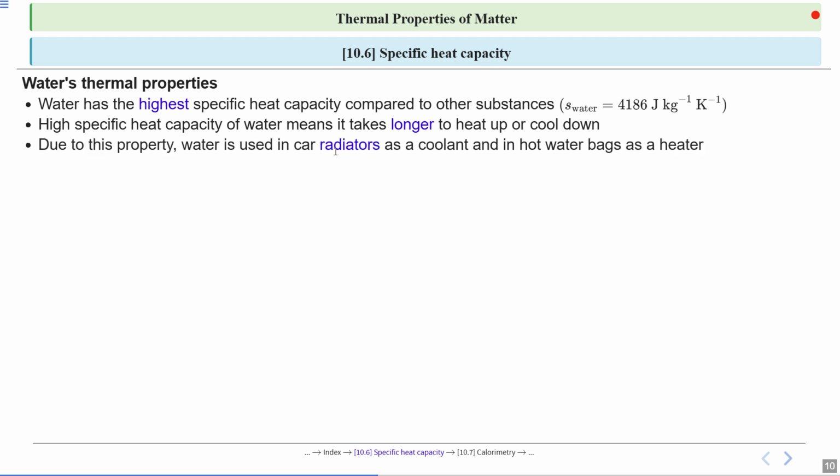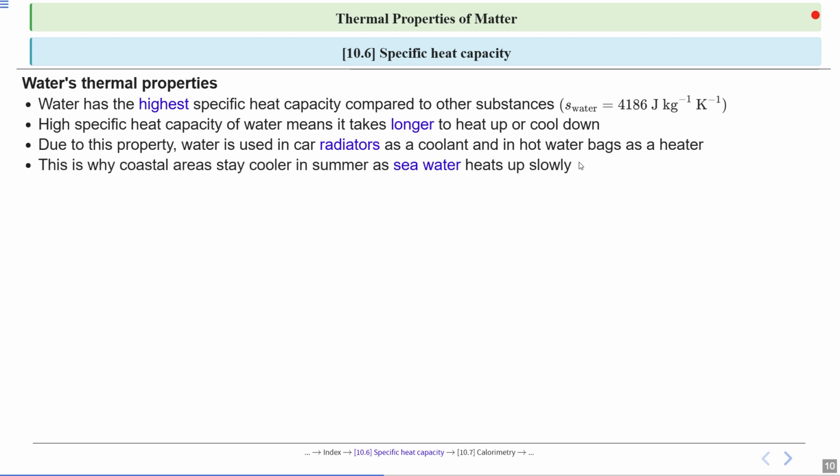Due to this property, water is used in car radiators as a coolant, all right, and in hot water bags as a heater. So this is the most important property of water. High specific heat capacity of water means it takes longer to heat up or cool down. That's why we use water in car radiators and hot water bags as a heater.